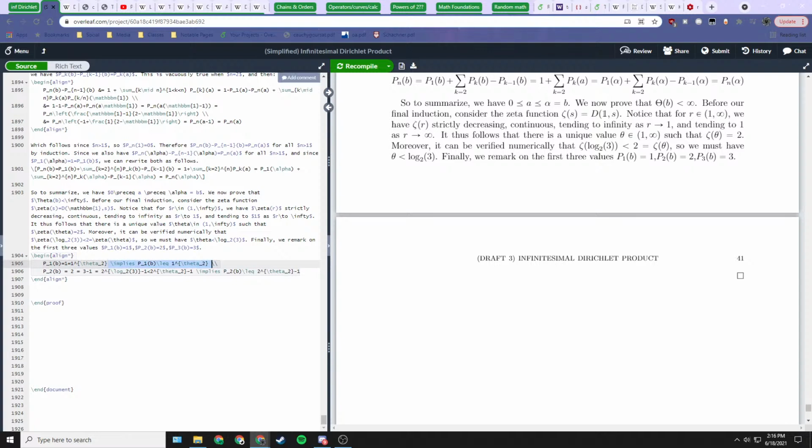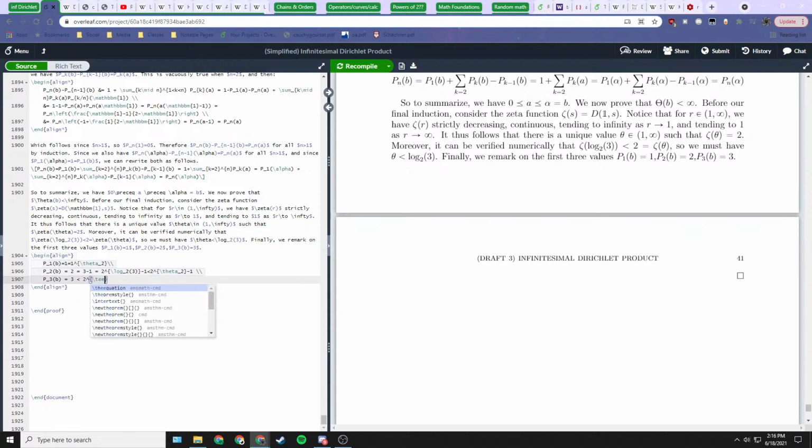Actually, we don't need this. These are redundant. Theta 2 minus 1? Okay. And the last one is p sub 3 of b is 3, which is strictly less than 2 to the power of theta 2. So again, we do have, just from this, strictly less than 2 to the power of theta 2, which is in turn strictly less than 3 to the power of theta 2.